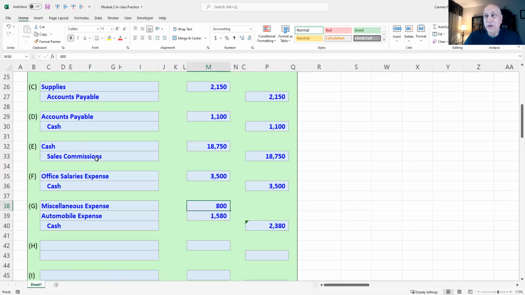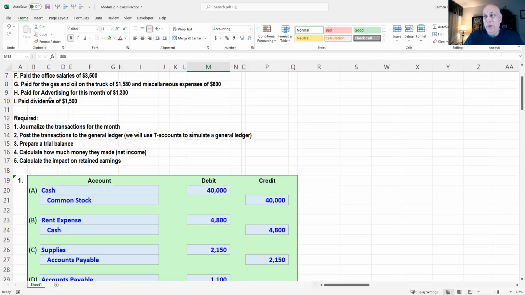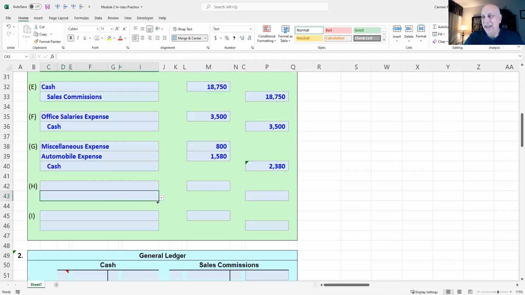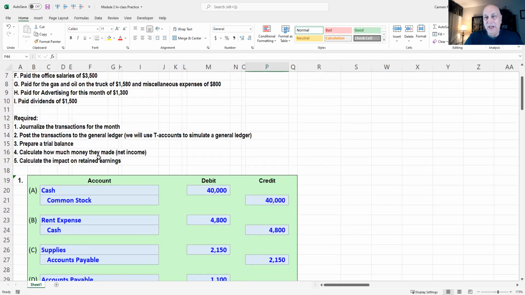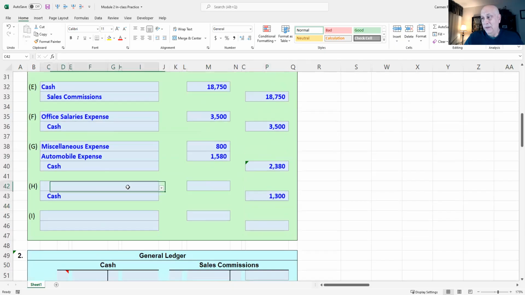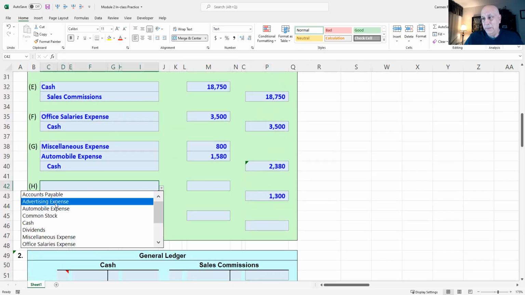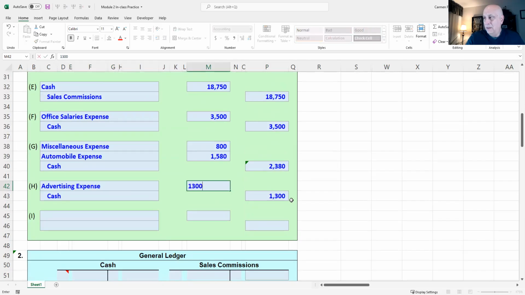Okay. Let's look at transaction H. For H, we paid the advertising for the month of $1,300. So what does the word paid mean? It means, again, cash leaving the building. Cash is an asset account. Assets, when they decrease, go on the right side, decreases on the right side. And that was for $1,300 cash going out. And what was it for again? It was for advertising. So we need to find an advertising expense account. So we find that here, advertising expense, and expense goes on the left.